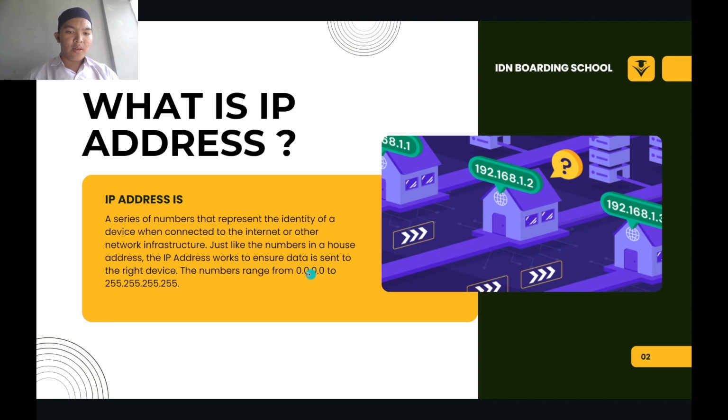This is the first IP. The range of each part is from 0 until 255. This is the max. So it means each part of an IP address is only from 0 until 255. There is no IP address like 256, and others until 1000, 10,000, 100,000, there is none.